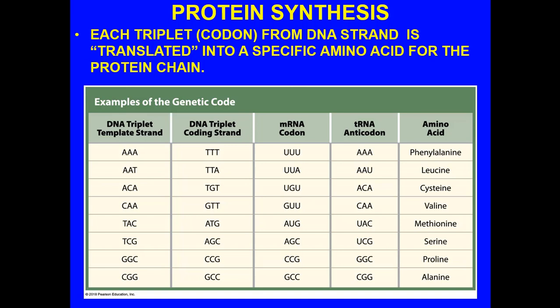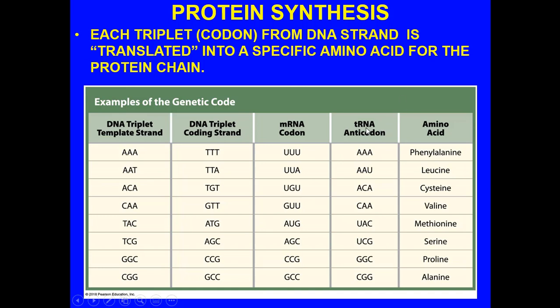Well, this is where it gets a little interesting, because here are the triplets we were talking about. So this is a triplet of A's: adenine, adenine, adenine. The DNA triplet coding strand is really thymine, thymine, thymine, because A's go with T's. Now, when you get it into messenger RNA, it comes out as U's. So we start with A's, and we go to U's.